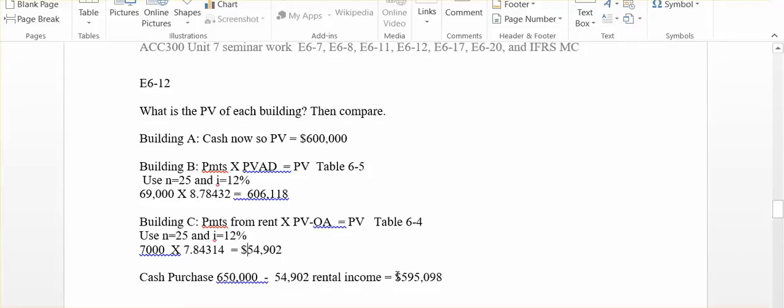And so we see that of A, B, and C, building C has the cheapest present value. Okay, so that's how you would compare those three using present value tables. We're going to do the other problems in another video.